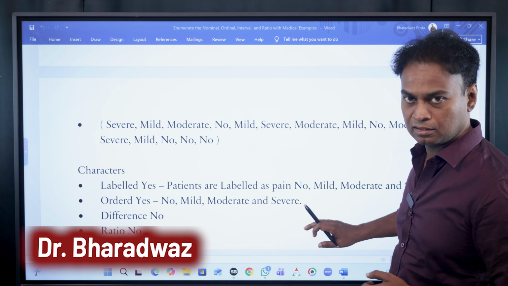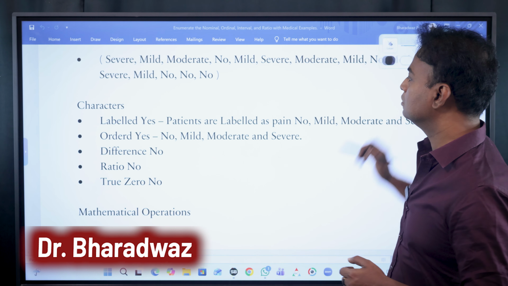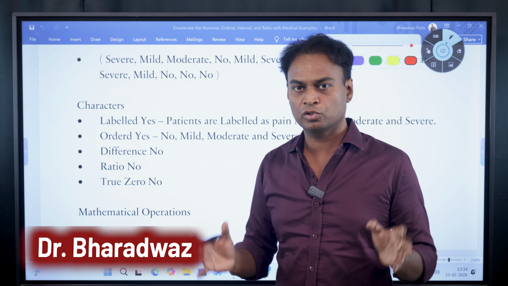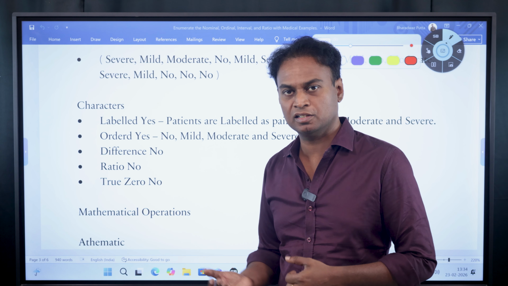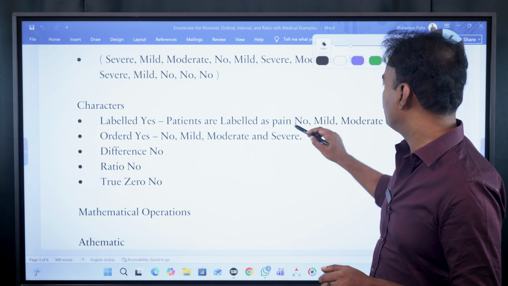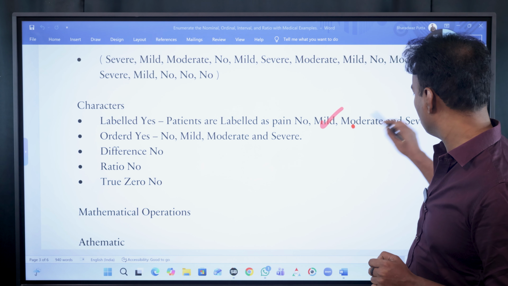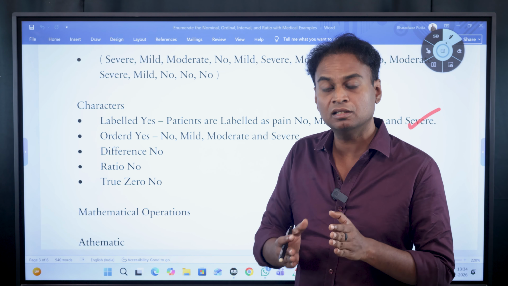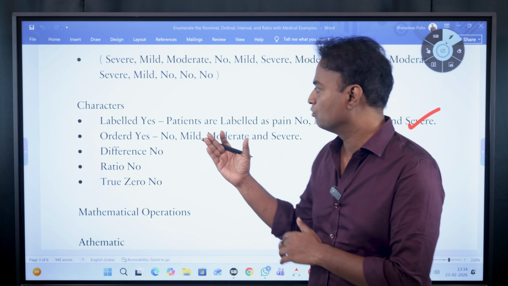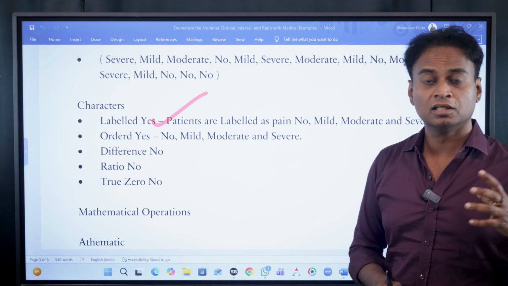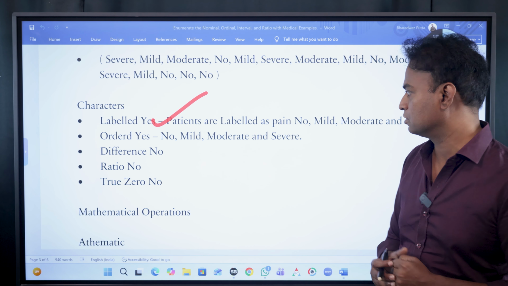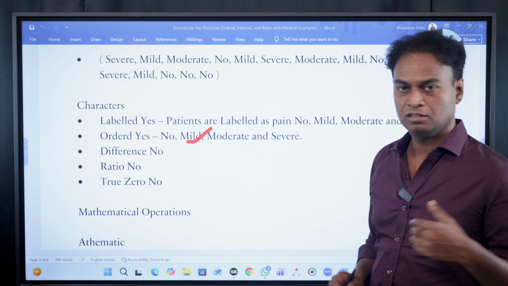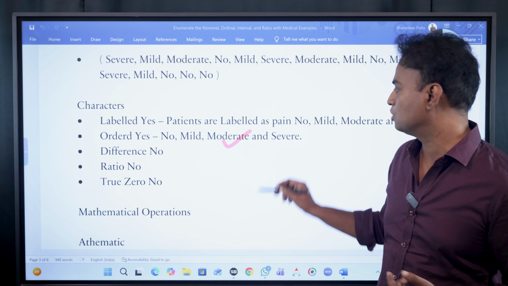Let's check what characteristics they have. First, can these patients be labeled? Yes, they can be labeled. Patients can be grouped into 4 categories based on the pain at the end of the clinical trial. Few patients have no pain, few mild pain, few moderate, and few severe pain. So labeling can be done. Can these patients be ordered? Yes. First is no pain, second is mild pain, third is moderate pain, fourth is severe pain.